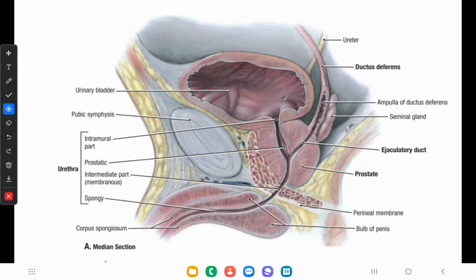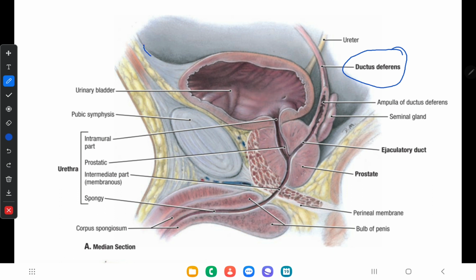In males, we have two vasa deferentia, or ductus deferens. Here is the ductus deferens, here are the seminal vesicles, and this is the prostate gland. You can see the ejaculatory duct, and this is the bladder. In males, the ductus deferens lies side by side on the posterior surface of the bladder, and they separate the seminal vesicles from each other.